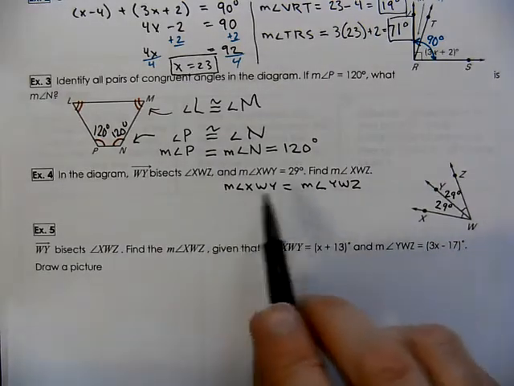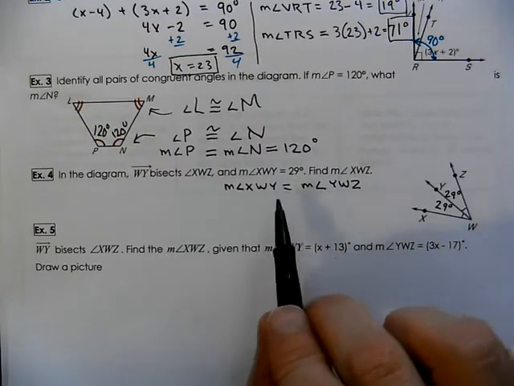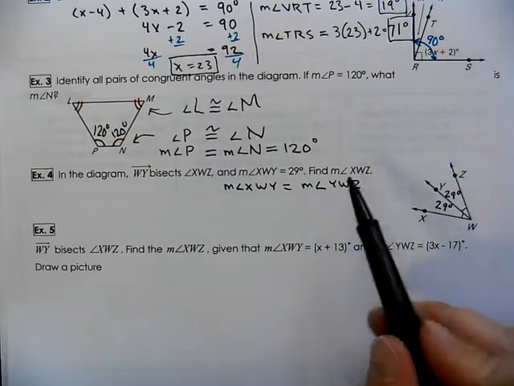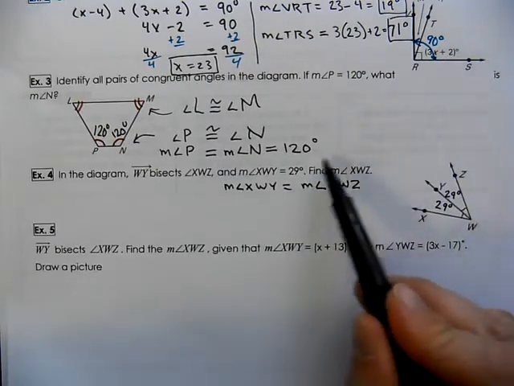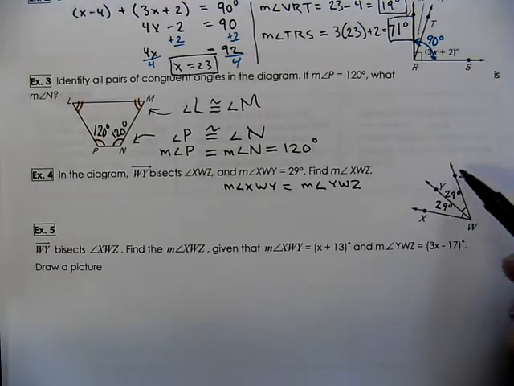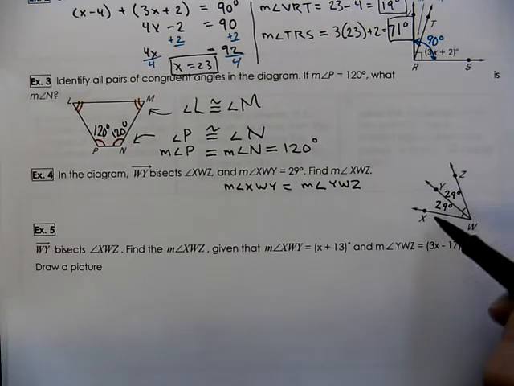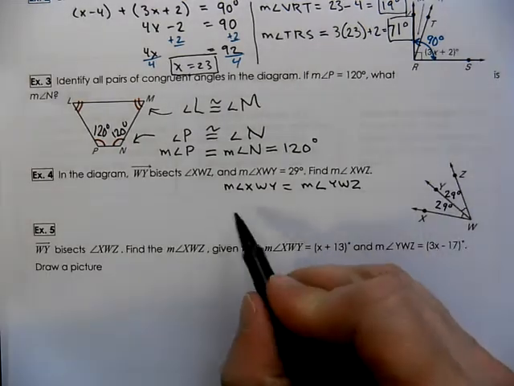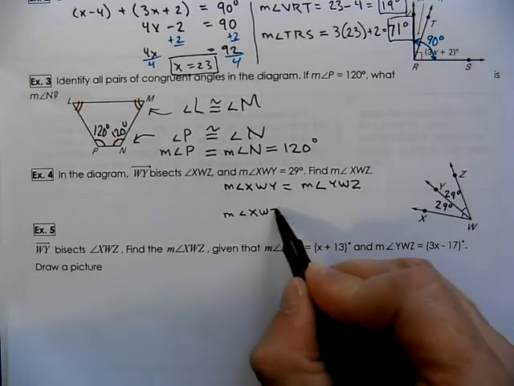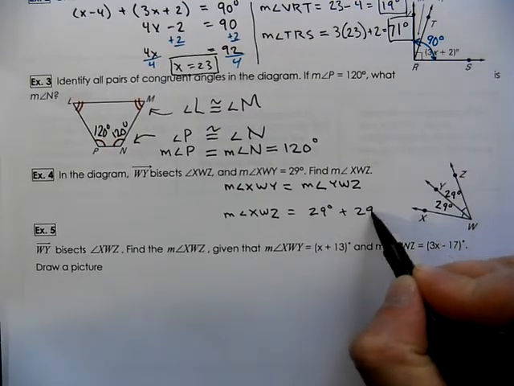And we could say that they are congruent. Notice that is not the angle addition postulate because we did not add up two angles. However, to answer the final question, find the measure of angle XWZ, to find the big one, now this is the angle addition postulate because now we have to add up the two angles of 29. So the measure of angle XWZ is found by adding up the two angles that are 29 degrees.